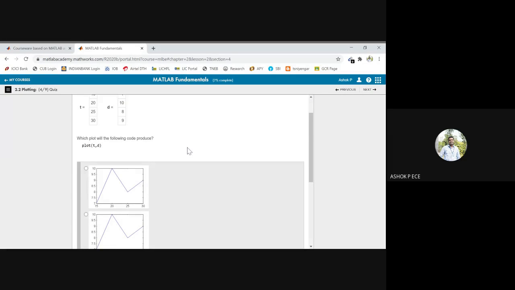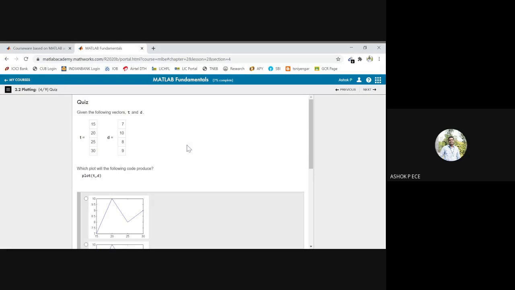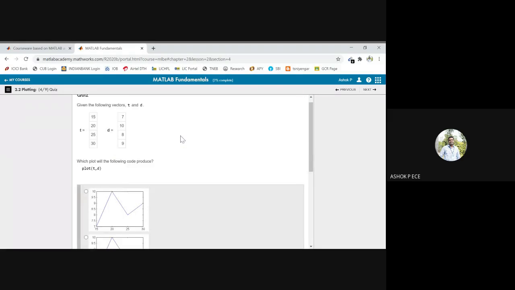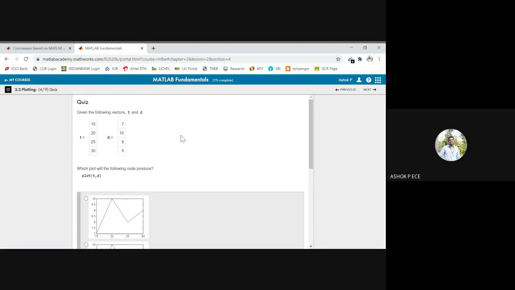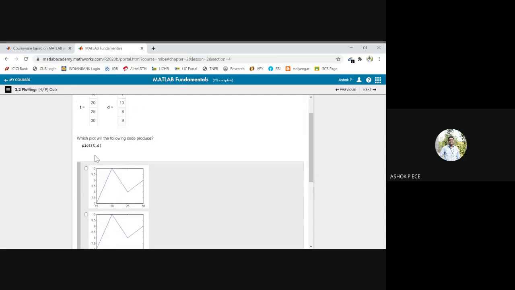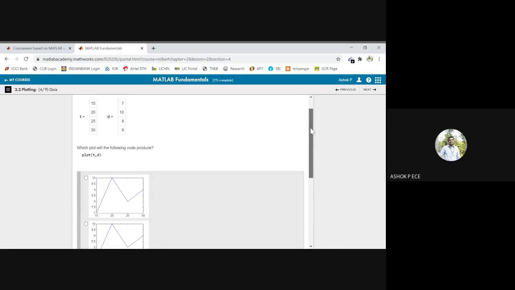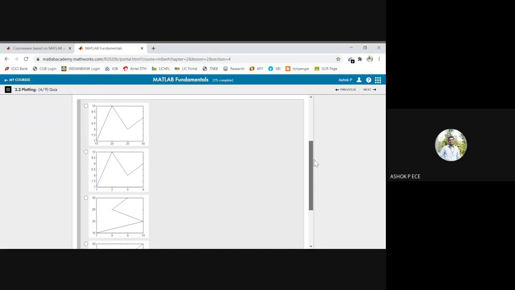So see here, you have vectors t and d. T is 15, 20, 25, 30, and d is 7, 10, 8, 9. So can anybody say which answer is correct? Assume the options are A, B, C, D. I am plotting t comma d, t on the x-axis and d on the y-axis. I am showing you the t and d values. Now I am showing you the graphs.